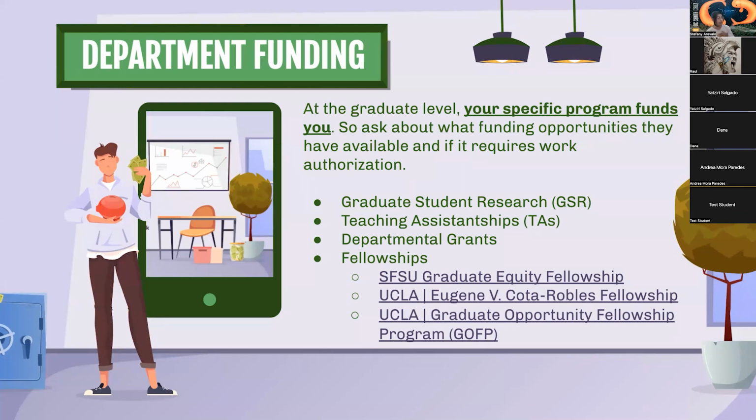Another example is UCLA. They have two other fellowships that are also more specific towards undocumented students or minorities. So yeah, it's always important to just look around, see what your specific campus or department has to offer for you.